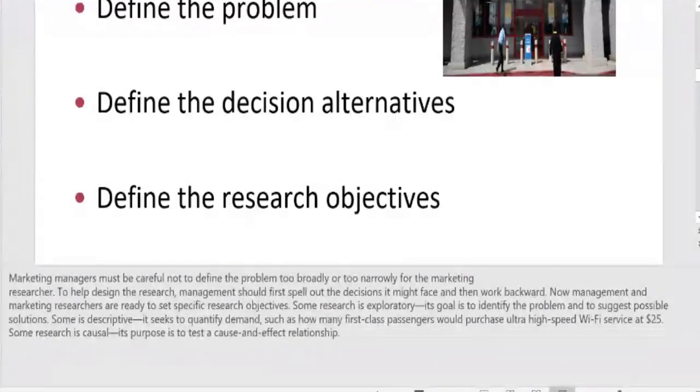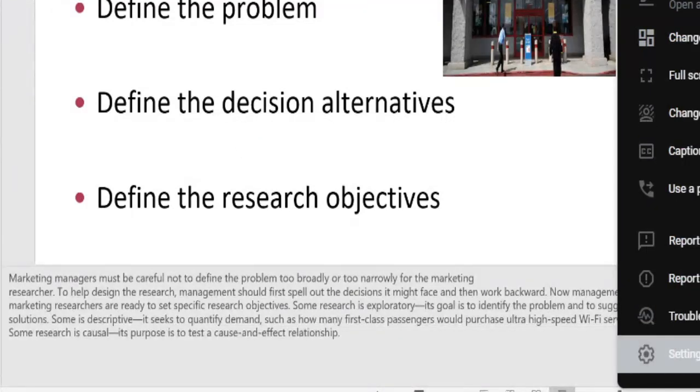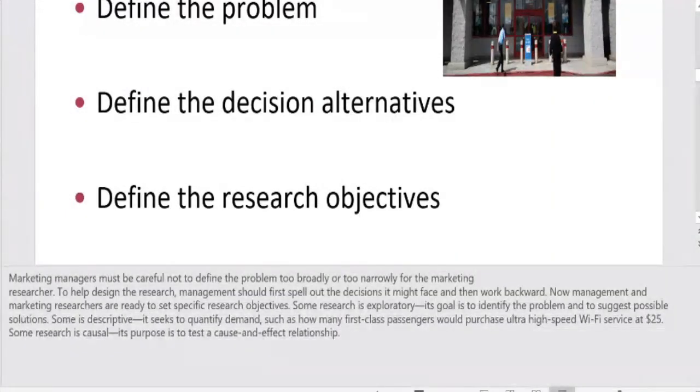While some of it is descriptive, that is, you want to see quantitative demand, that is, you want to quantify the demand. For example, how many people would buy this flavor of ice cream if it is introduced, or how many of them would pay extra money for using an internet service when you're traveling in a train. Let's say you're given Wi-Fi services for a specific cost, how many people would actually purchase it? Now, some research is also called causal.